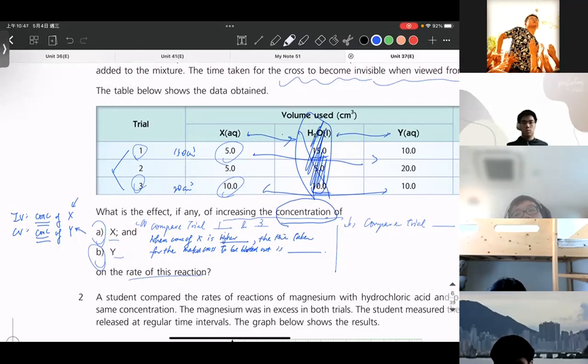So which one? Trial 1 and trial 3. Which one would have a higher concentration of X? Trial 1 or trial 3? Trial 1 has a higher concentration of X. How will you know?